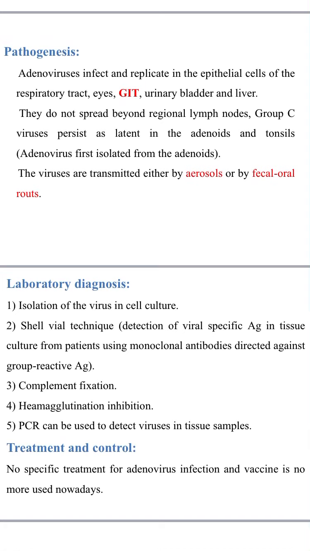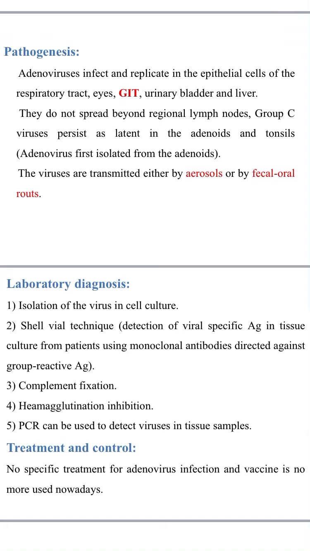Pathogenesis of adenovirus. Adenoviruses infect and replicate in the epithelial cells of the respiratory tract, eyes, gastrointestinal tract, urinary bladder, and liver. They do not spread beyond regional lymph nodes. Group C viruses persist as latent infections in the adenoids and tonsils. The viruses are transmitted either by aerosols or by the fecal-oral route.